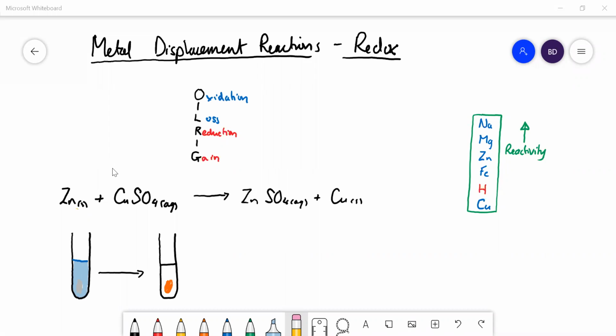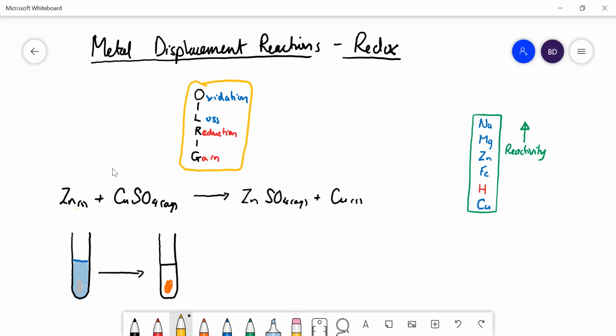We will have a look at metal displacement reactions, which is covered in a previous video. We're going to look at them in a bit more detail, and we're going to see that really they are redox reactions. Just to recap what redox is, a new definition in terms of electrons. Here we've got it up here. OIL RIG: oxidation is loss of electrons, reduction is gain of electrons.